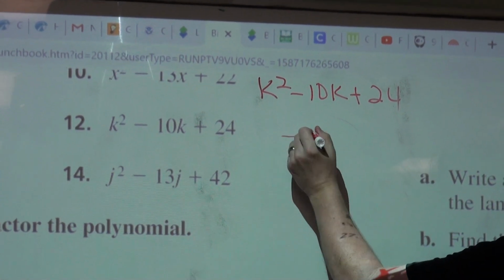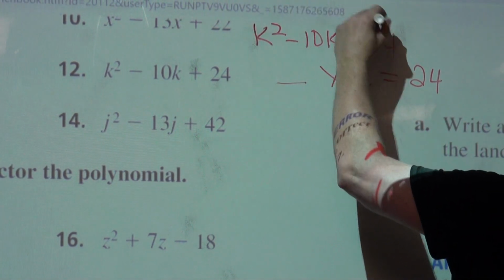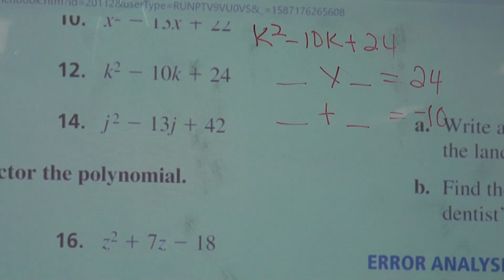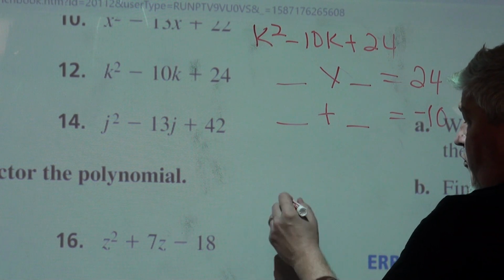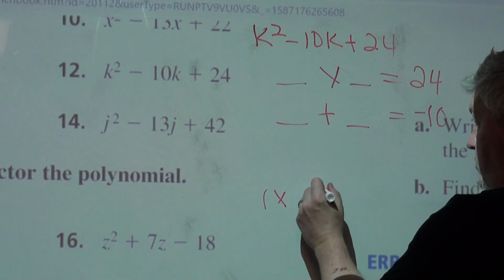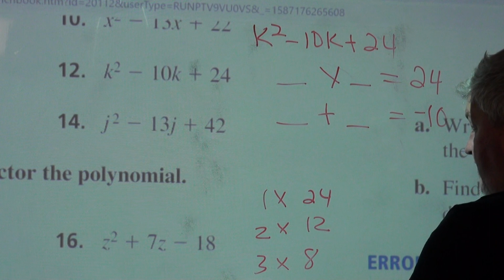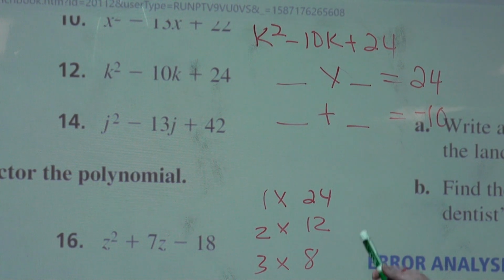Again, do your template. What times what gives me 24? 1 times 24. What plus what gives me a negative 10. That's important to note. It's a negative 10, so you have to write that in there. Okay? So again, to do this methodically, you put all the factors of 24, but remember this negative changes things a little bit. So your factors of 24 look like this. 1 times 24, 2 times 12, 3 times 8, 4 times 6. Right? Those are your 4 primary factored pairs of 24.